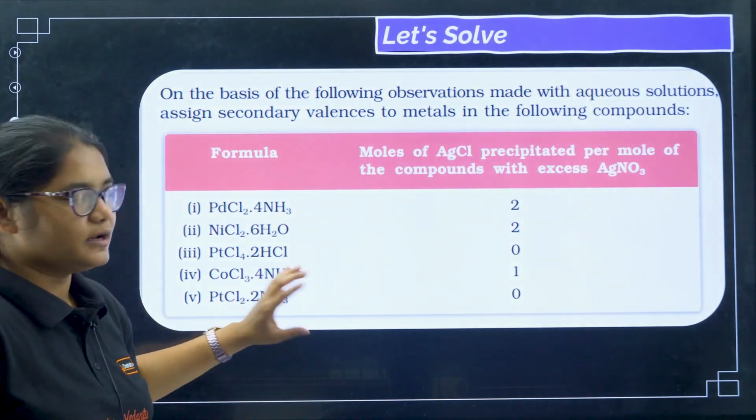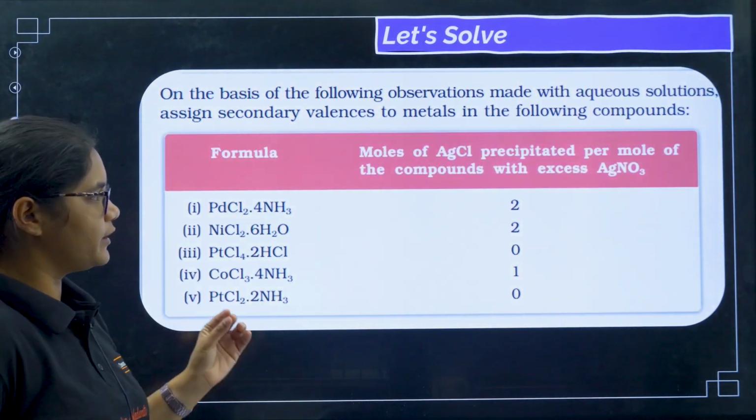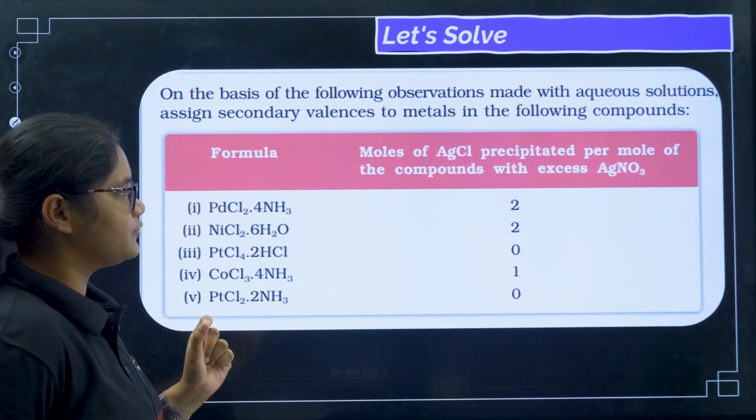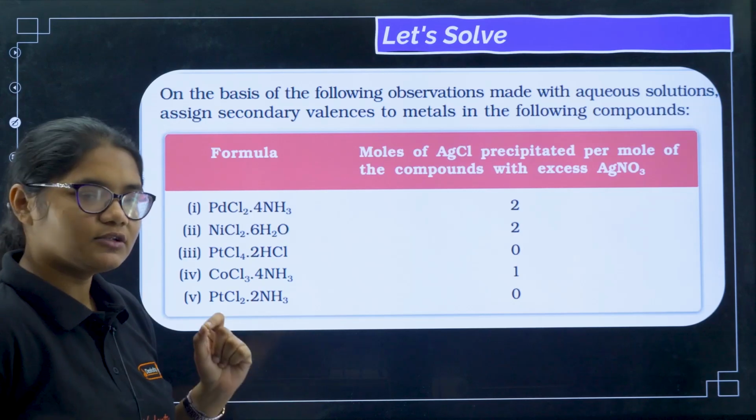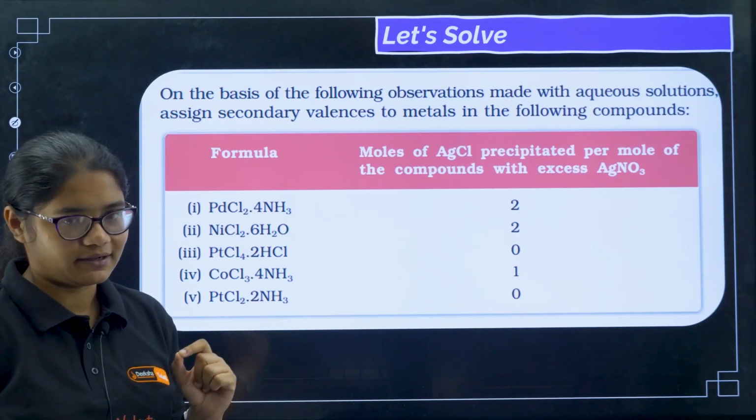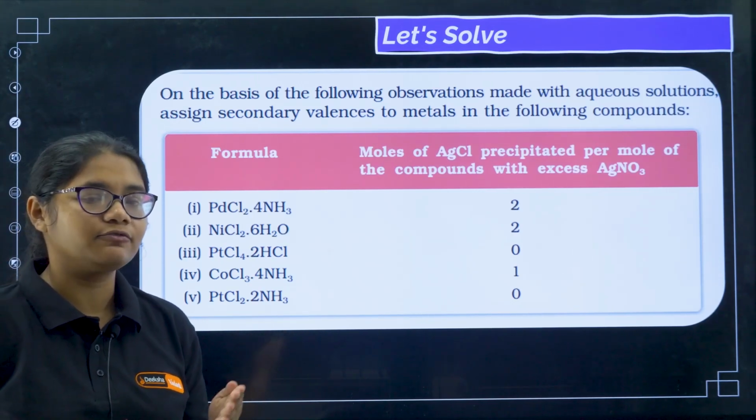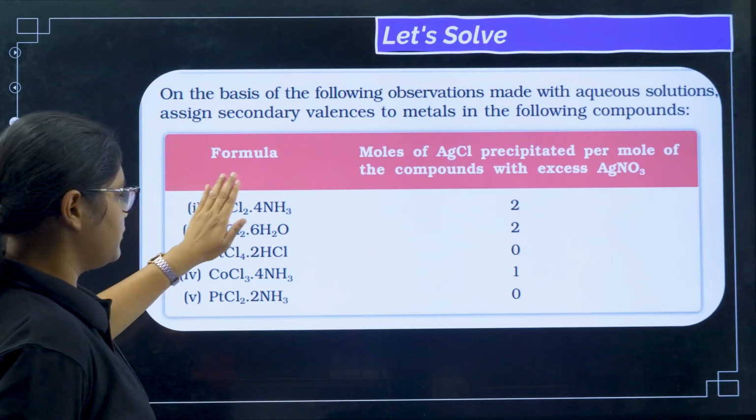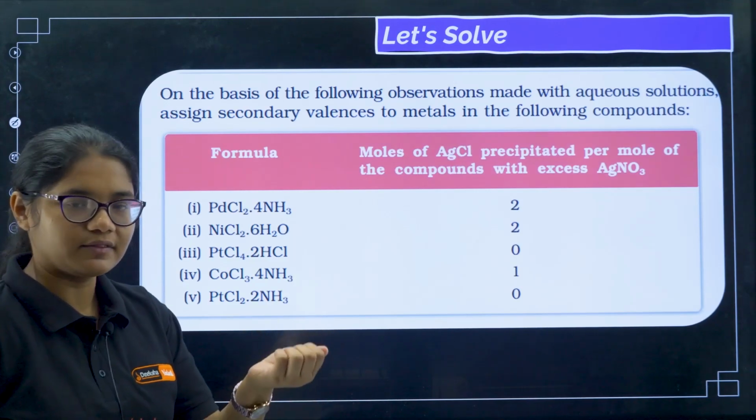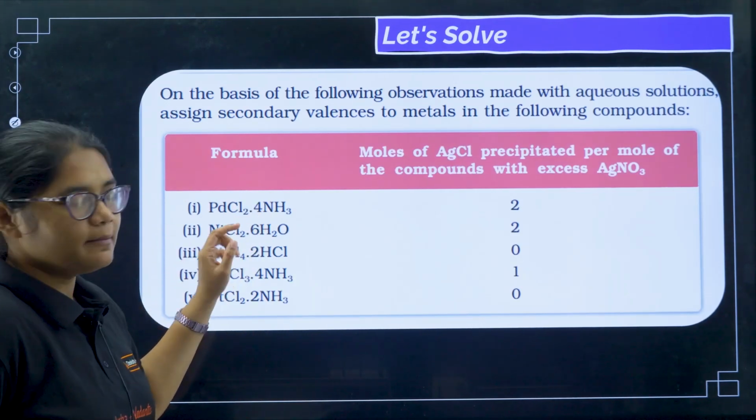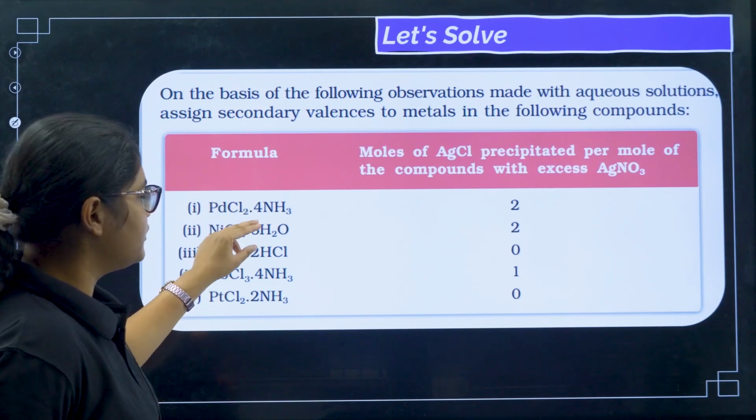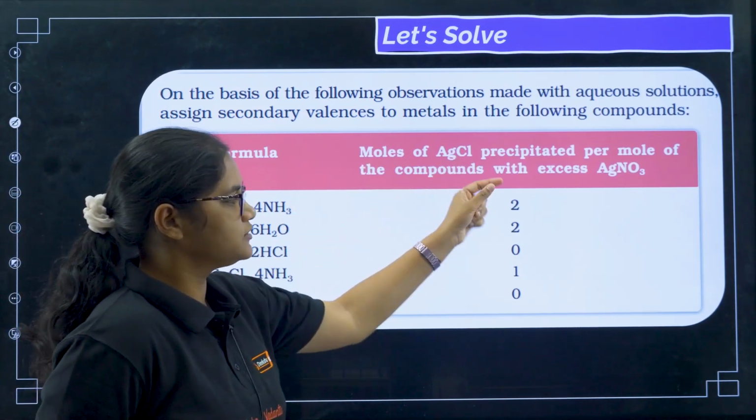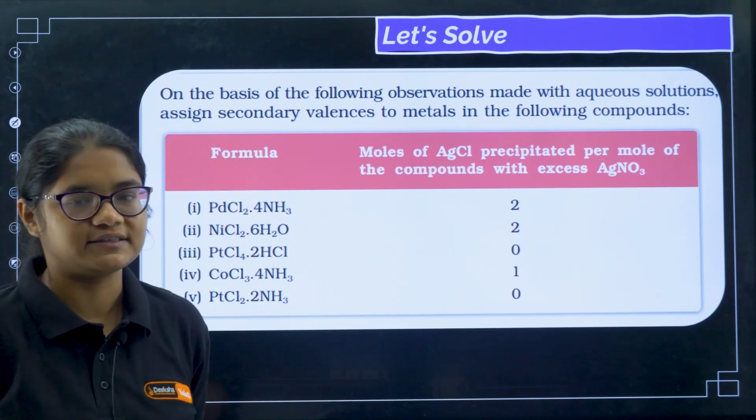Now here is a very important question. On the basis of the following observations made with the aqueous solutions, assign the secondary valency to the metals in the following compounds. So we have to find the secondary valency of the metals. Secondary valency means we have to find the coordination number of the metals. Now in the first one, you have been given the compound and its formula is this one. When you add excess AgNO3 to this solution, how many moles of AgCl were produced? 2 moles of AgCl were produced.